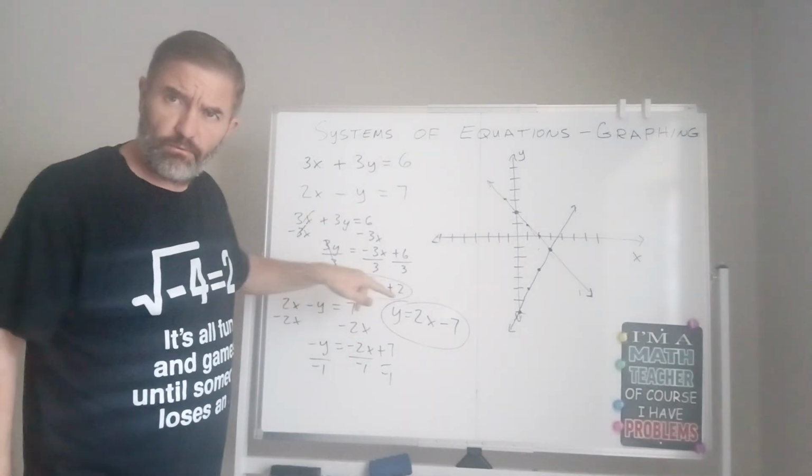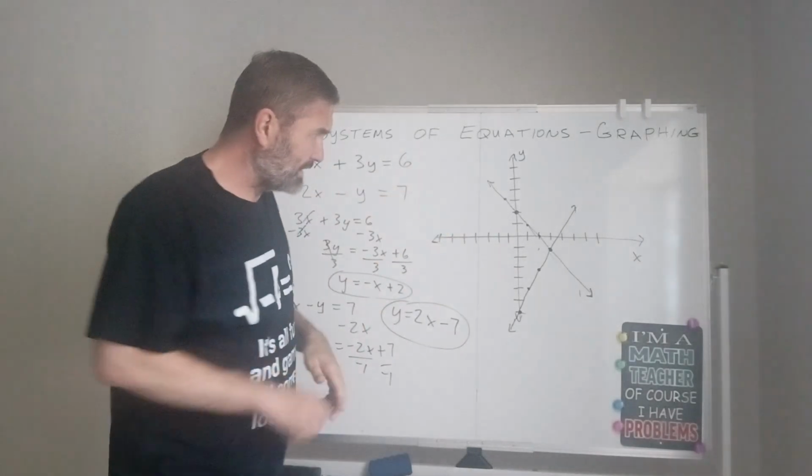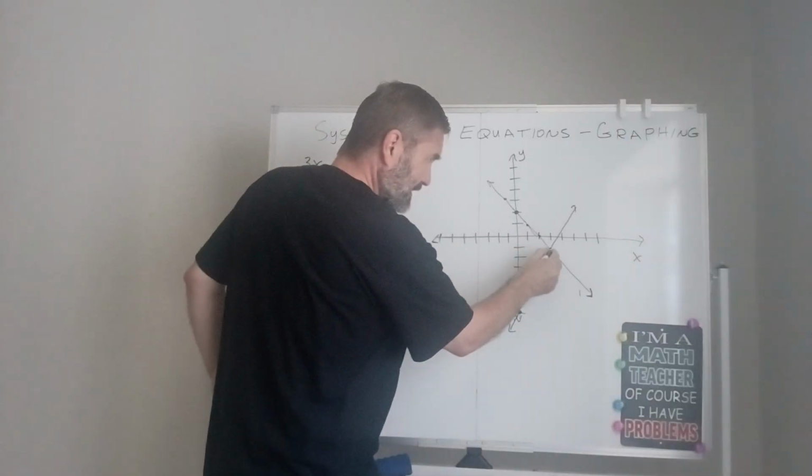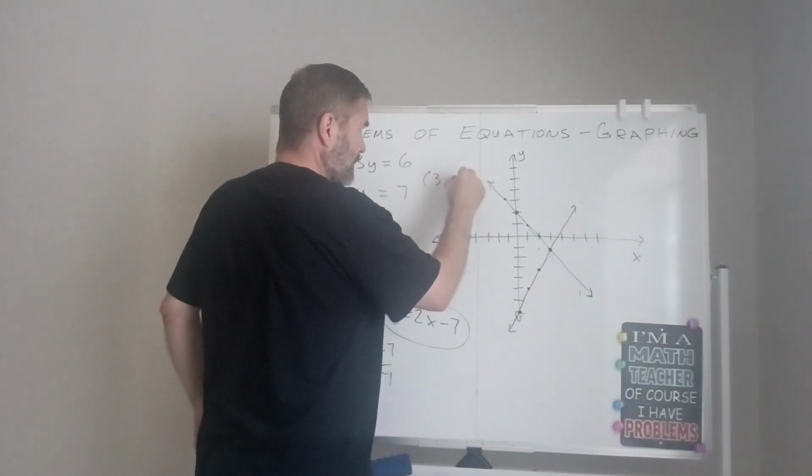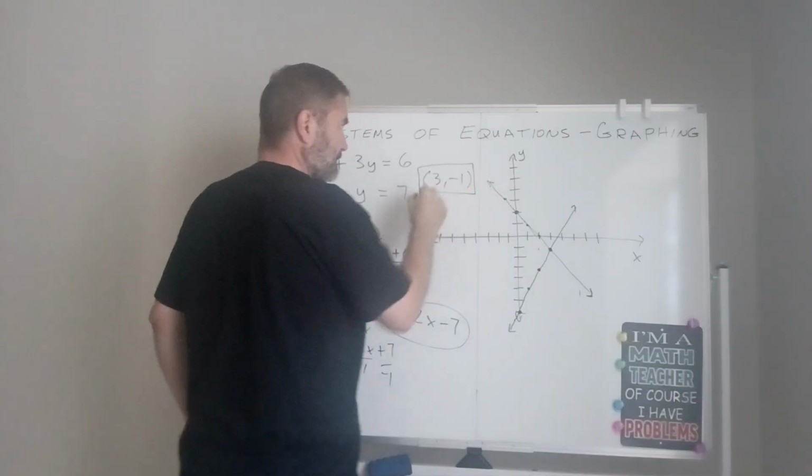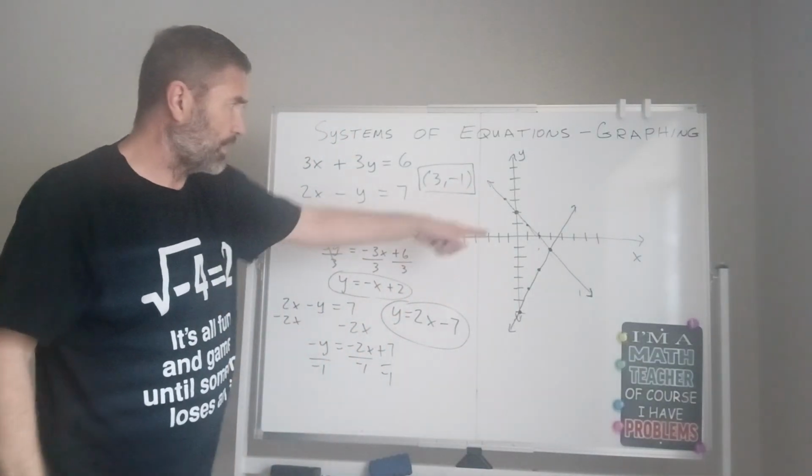These are the steps I used. Put them into slope-intercept form. I then graph both lines. I can see that they intersect at (3, -1) here. So that's my solution right there. X is 3, Y is -1, right where they cross.